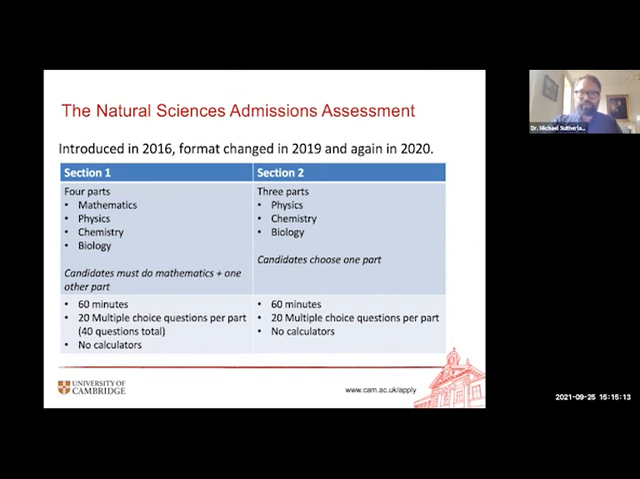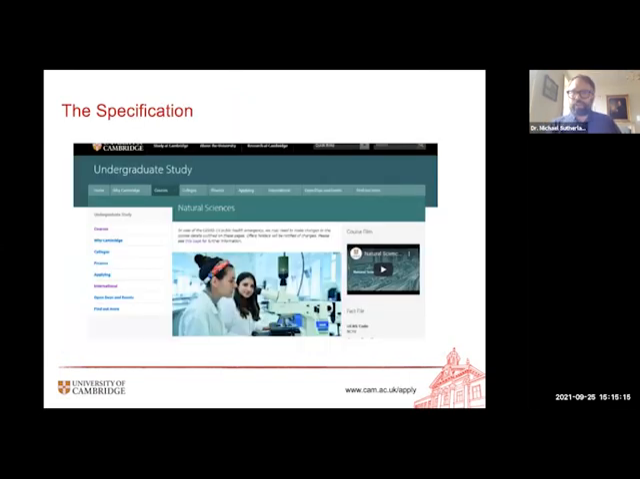So that's the format. Now, let me tell you a little bit about the specification. You can navigate to the university website. If you Google Natural Sciences, Cambridge University, you'll get to this page here. You can click through and find the specification for the Natural Sciences Admissions Assessment.